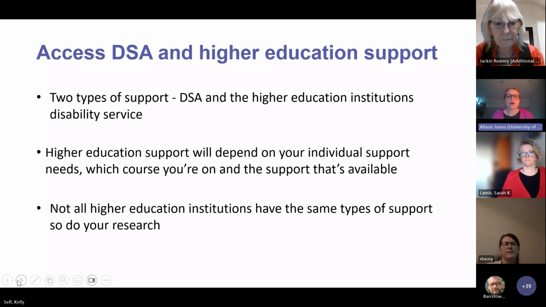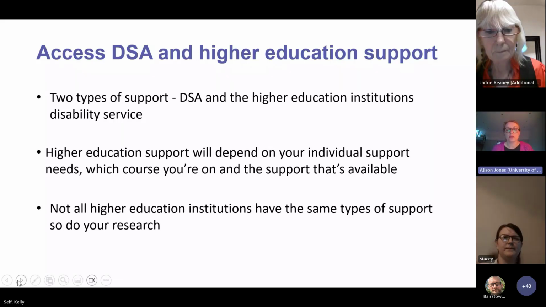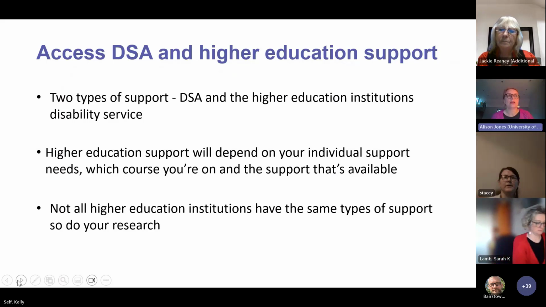So in terms of what the disability service within university will put in place, that very much, like DSA, depends on a student's individual support needs. It might also, to some extent, depend on the course they're on, and it will definitely depend on the support that's available within that specific institution. There are some differences across universities in terms of the type of support that's available. There are lots of similarities.